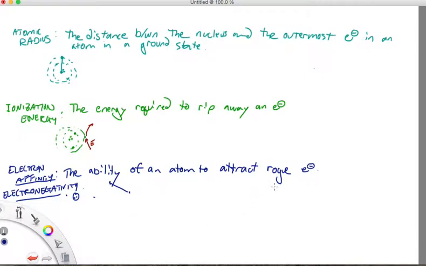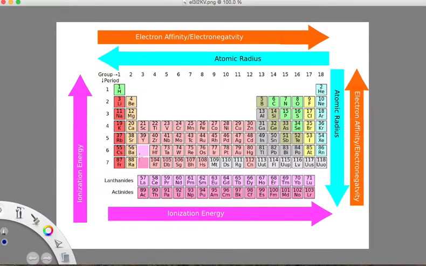So with that being said, let's take a look at the trends, and then we'll explain the trends. So first we'll just look at the trends, and then we'll explain them. Here they are. Okay, so as you go, let's break them down into across and down.